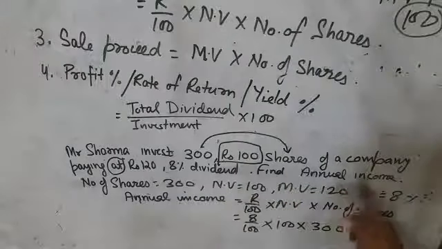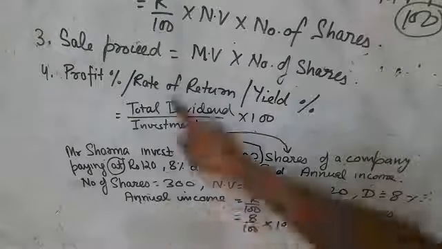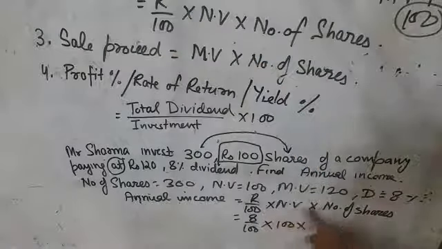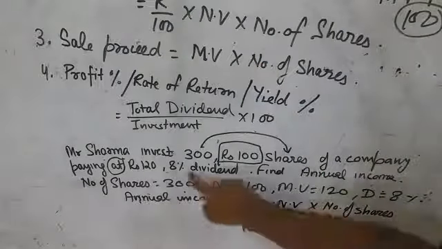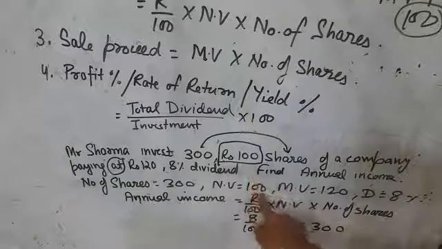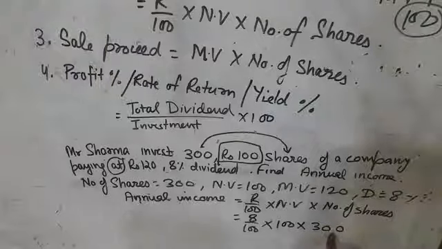Find the annual income. Annual income is equal to the formula we have discussed, rate of dividend upon 100 into nominal value into number of shares. The rate of dividend is given to you, 8% upon 100, into nominal value, which is 100, into number of shares, which is 300.